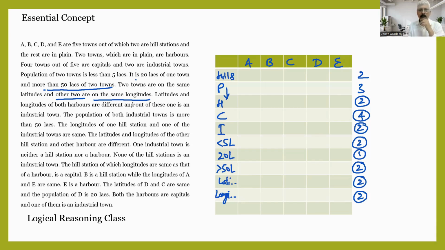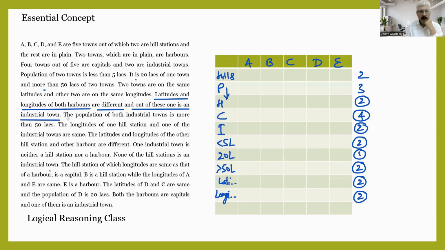Latitude and longitude of both harbors are different. And look now, it is given that the latitude and longitude of both harbors are different, and out of these one is an industrial town. So look here, we cannot decode it. Which one has the longitude and latitude different? Here you cannot decide the terms. So okay, underline it. Latitudes and longitudes of both harbors are different, and out of these, one is an industrial town. Right now, you cannot decode this information.